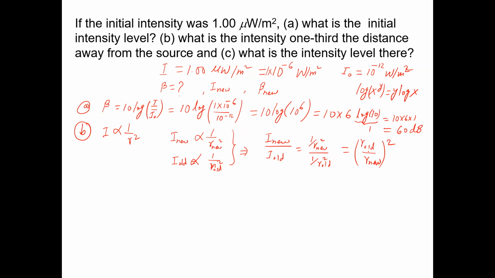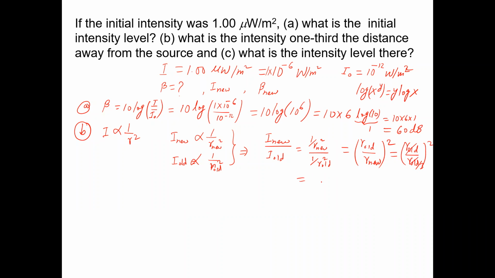But it is given R new is one third of R old. So the distance will decrease. So instead of R new, I can write R old divided by 3, squared. So all the R old will cancel.